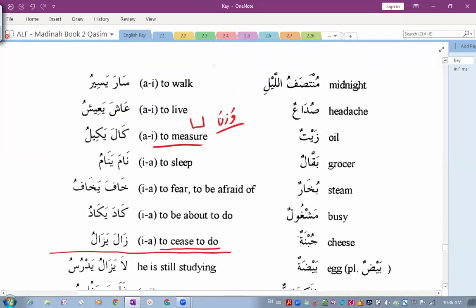And muntasiful layli, half of night, midnight. Sudaun, headache. It comes in the Quran Majid, La yasda'una fiha wa la yunzifun, Surah Waqia.